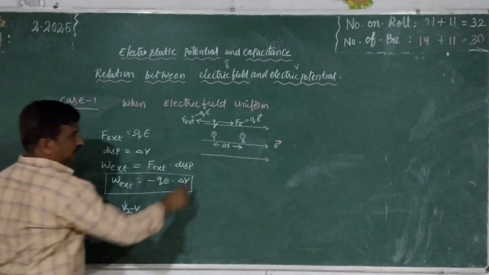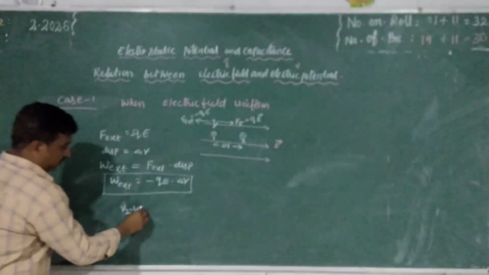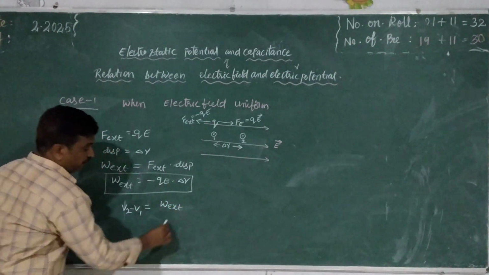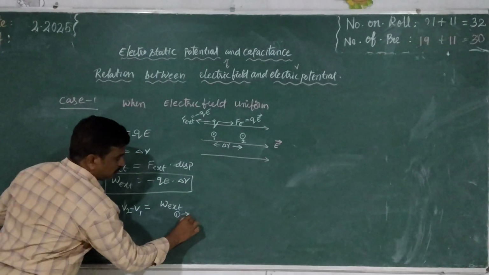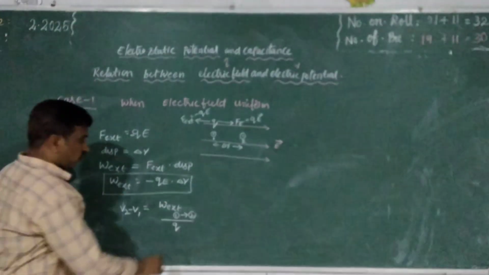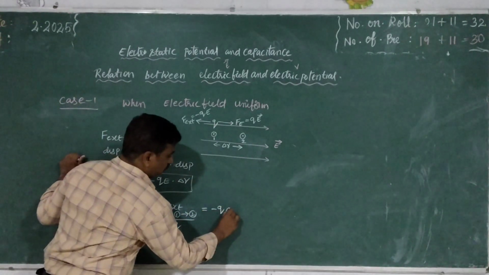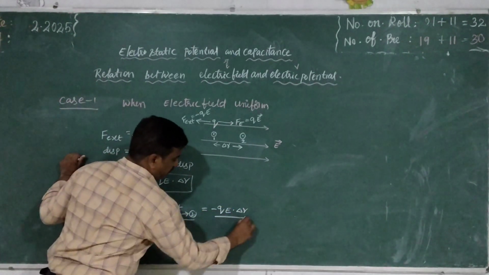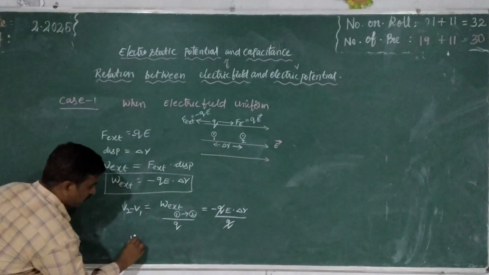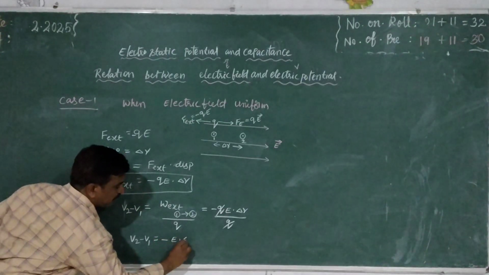What is the initial here? V1. It is final. So final minus initial: V2 minus V1 equals the work done by the external force from the first point to the second point, on the charge. Here, the work done by the external force is minus QE dot delta R, divided by the charge, which is Q. Q cancels. What do we get now? V2 minus V1 equals minus E dot delta R.